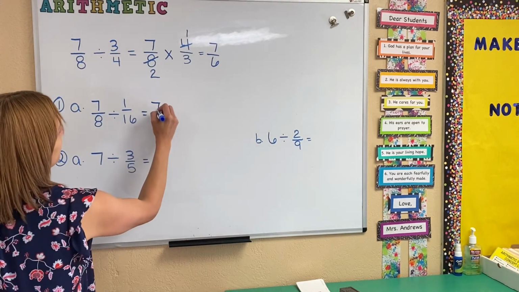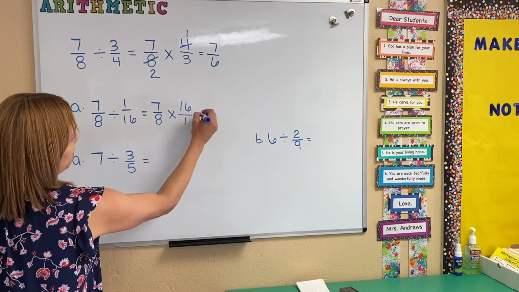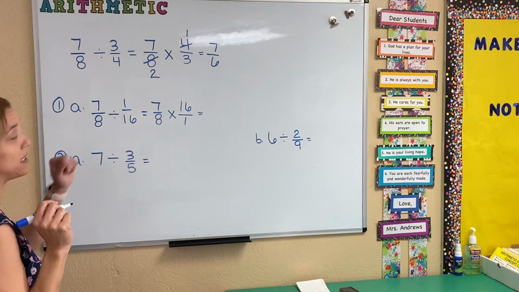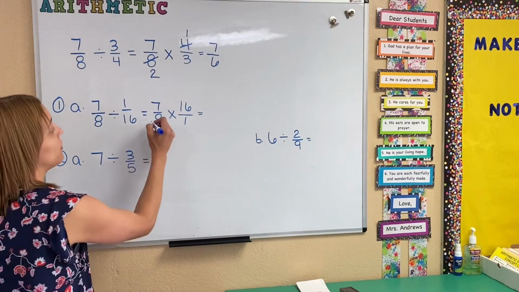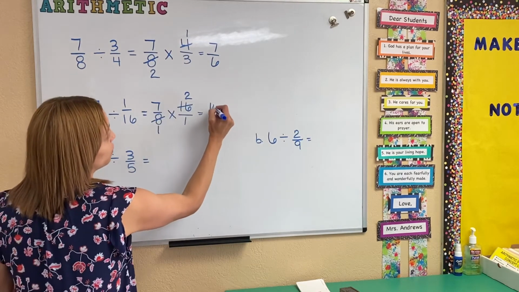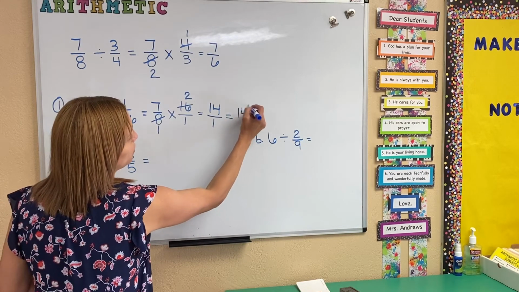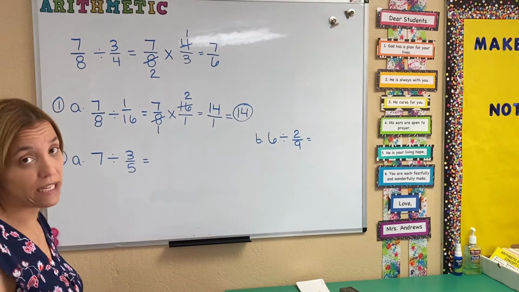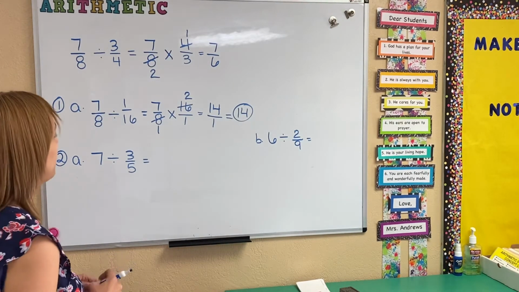So we have 7/8 multiplied by 16/1, because we remember we need to invert the second fraction. And we know that 8 goes into 16, so we simplify. This would be 1, this would be 2, 7 times 2 is 14, and 1 times 1 is 1. So our answer would be, she would need 14 containers. That's the answer for problem 1A. Are you still with me? Okay, let's move on. 2A.